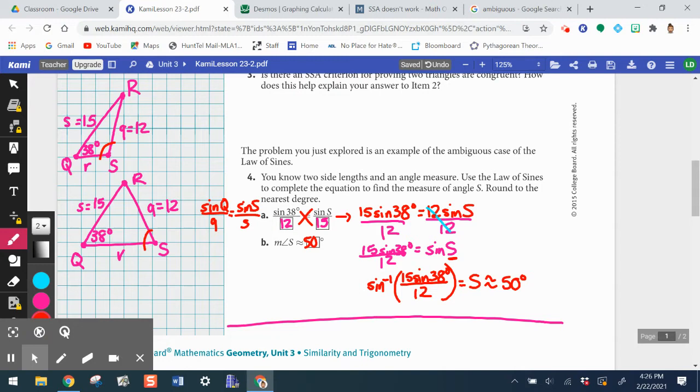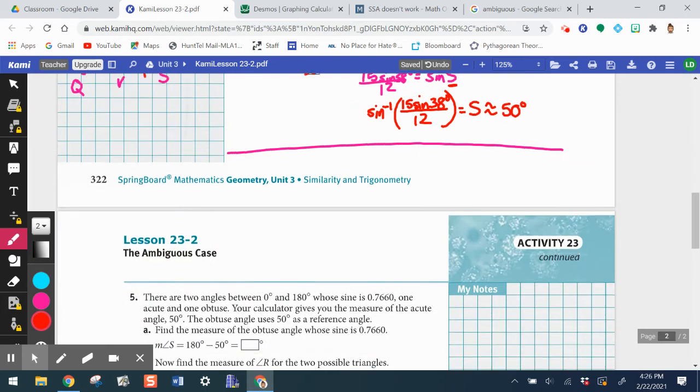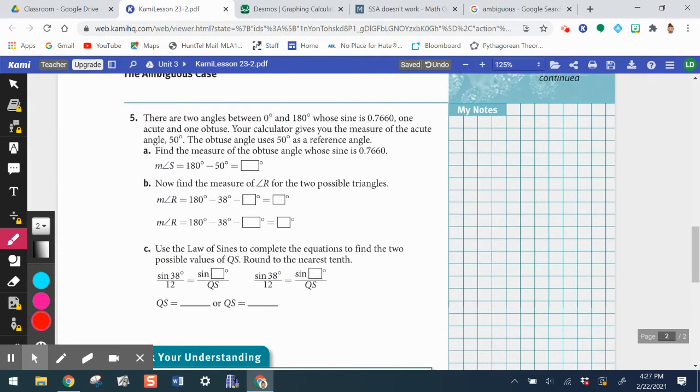Now, again, we're exploring this ambiguous case that there's two possibilities. So right now, we have just established that the measure of angle S for the acute triangle, because we did find an acute angle, is 50 degrees. So that would mean that we could actually find angle R. But again, what we're really stressing here is that there is another possibility for angle S being an obtuse triangle. So let's press on to see how to find that measure.